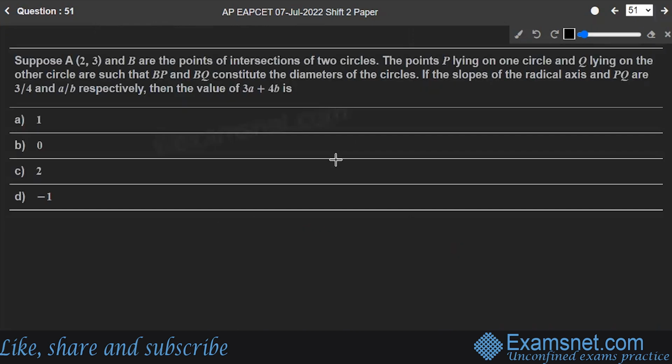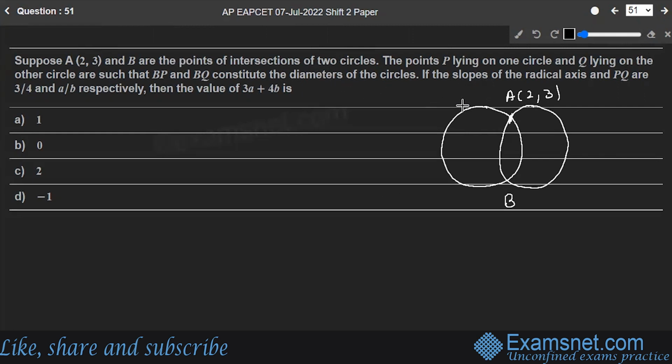Next is question number 51. Suppose A(2, 3) and B are the points of intersection of the two circles. Okay, we'll make the figure side by side. So first of all, you are having two circles. Now it's telling you A(2, 3). So this is point A, the coordinates are 2, 3. There is another point B. They are the points of intersection of the two circles.